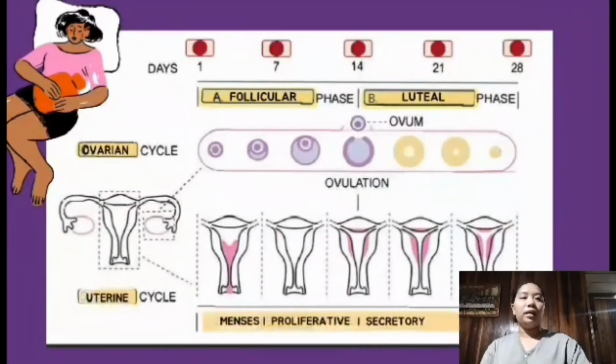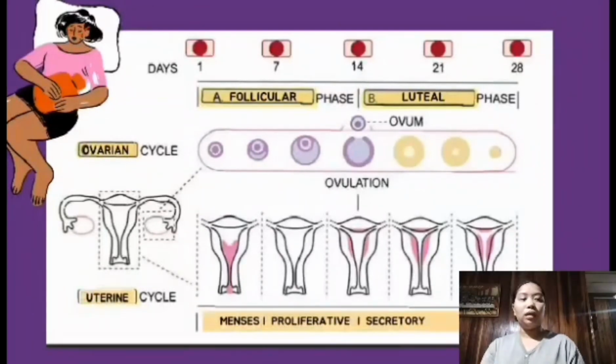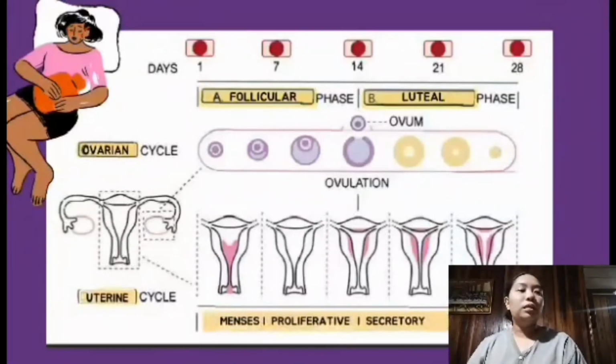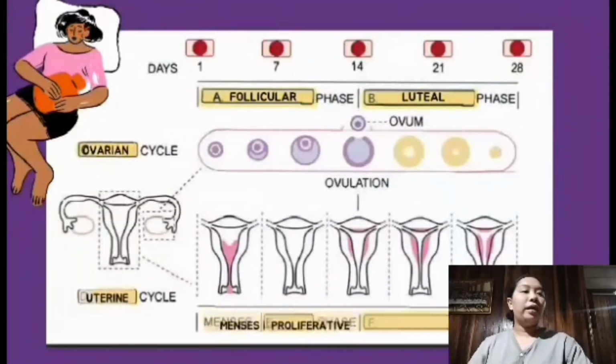phase kay kanang magbigin bitaw siya sa day 15 to 28. Day 15 of a 28-day cycle and ends when you get your period. So, this is the ovarian cycle. Ang taas is ovum, then ang kanang sa ubos mao na ang ovarian cycle.